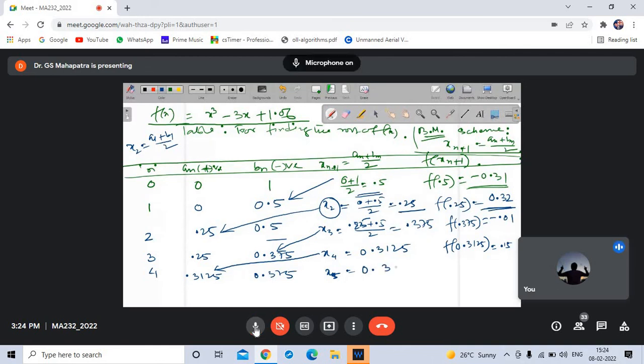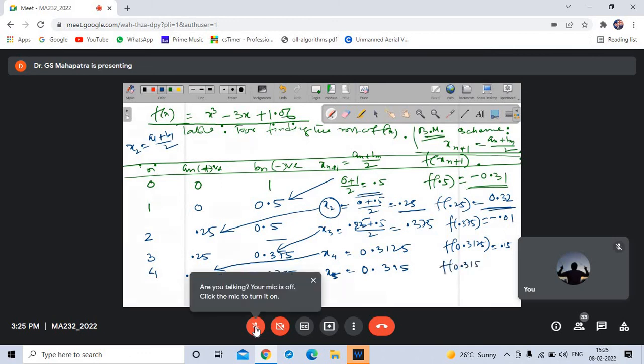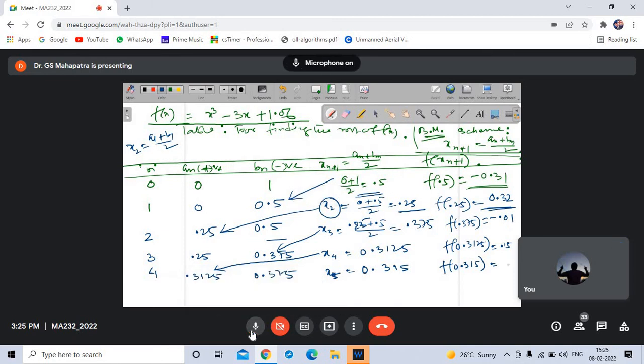0.315. Okay. 0.315. So f of 0.315 equals to, actually we can stop here. Okay, just wait. You just find it, then I will tell you. 0.1. So it is again positive, but how many iterations do we have to do? That is the question. Should we continue here again? So positive. So positive one should be replaced. So 0.3315, 0.375, x6 also we can find.